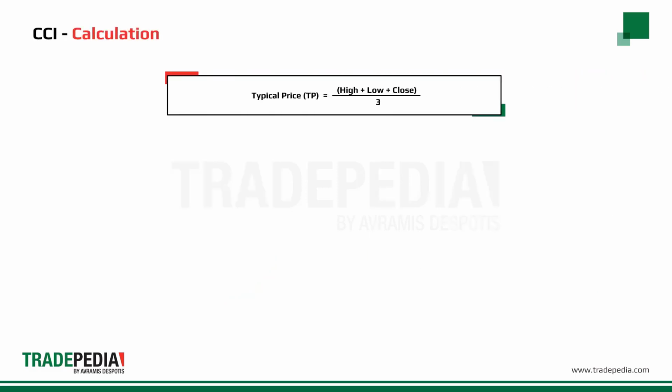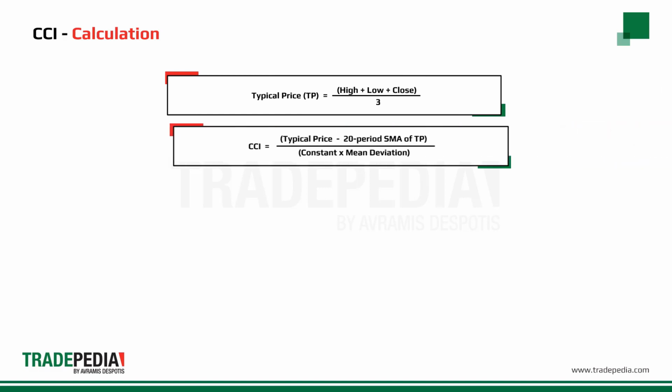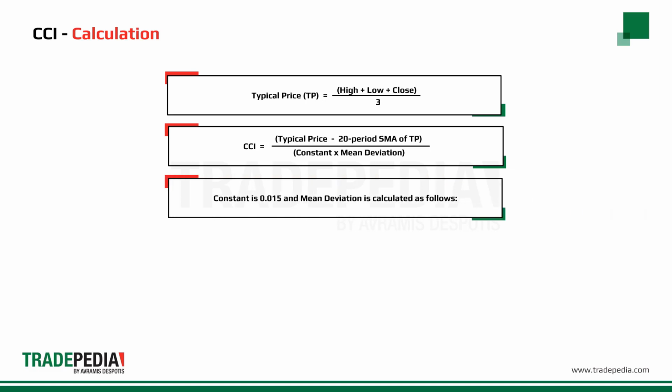We start by finding the typical price, which is the average of the high, low, and close. To calculate the CCI now, we subtract the 20-period simple moving average of the typical price from each period's typical price and divide the results by the constant times the mean deviation. The constant is by default 0.015, and the mean deviation is calculated as follows.